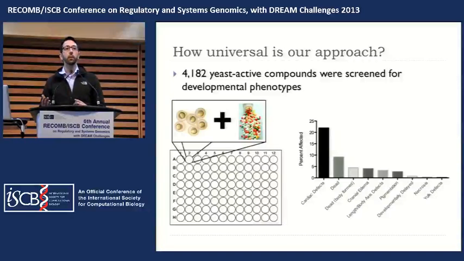So in separate work, what I did was I took 4,182 known yeast bioactive compounds, and I screened them in 96 well plates in zebrafish. I basically looked at 48 hours post-fertilization, and I wrote down all the phenotypes that I saw in each well. And certain phenotypes came out as being prevalent: cardiac disorders, pigmentation defects, developmental delay, body axis defects.